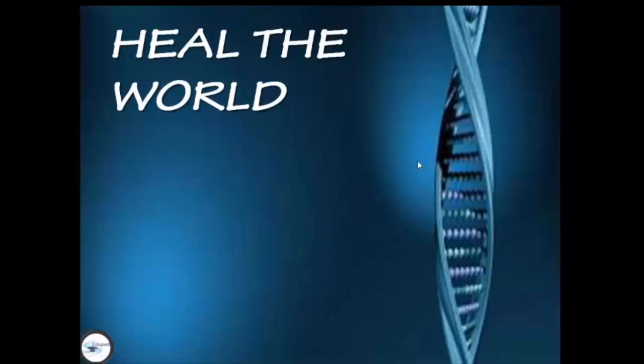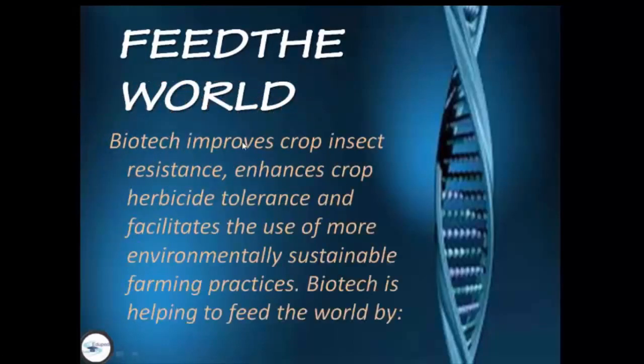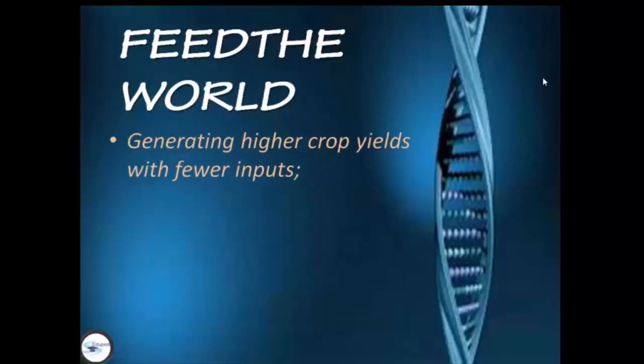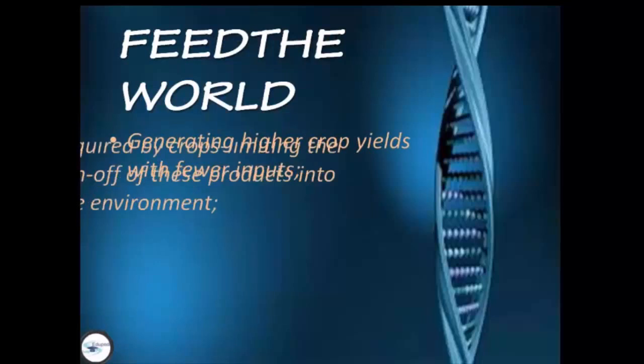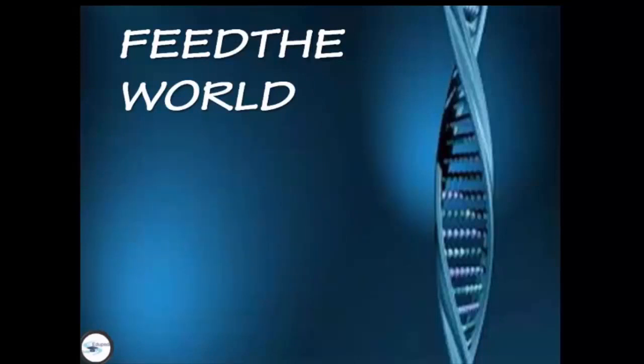If the medicine is to heal the world, industry is to feed the world. Biotech improves crop insect resistance, enhances crop herbicide tolerance, and facilitates the use of more environmentally sustainable farming practices. Biotech is helping to feed the world by, first, generating higher crop yields with fewer inputs, lowering volumes of agricultural chemicals required by crops, limiting the runoff of these products into the environment.